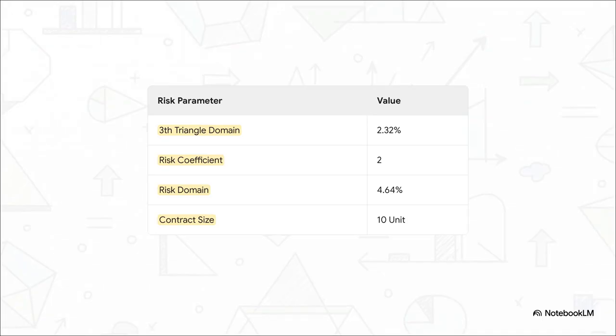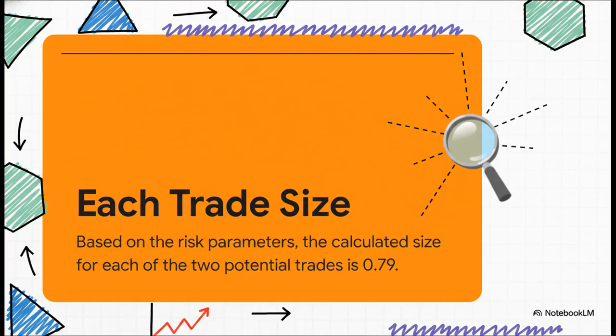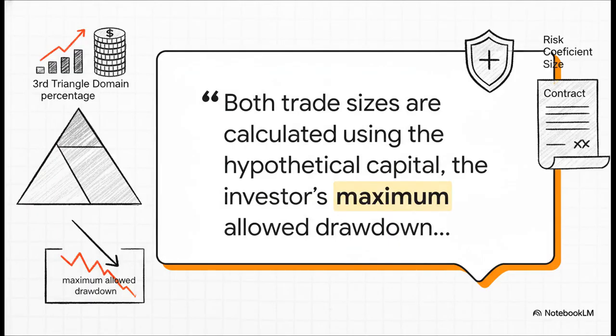Now, this is where we really get into the nuts and bolts of their risk model. We have several key variables here, like the 30th triangle domain and the risk coefficient. According to the documentation, these are the exact inputs they use to figure out the position size. So when you take those parameters and plug them into their formula, you get a calculated trade size of 0.79 for each of those two potential entries we talked about. And the source material is incredibly specific about how they get this number. It states directly, and I'm quoting here, "both trade sizes are calculated using the hypothetical capital, the investor's maximum allowed drawdown, the third triangle domain percentage, the risk coefficient, and the contract size." It really shows how systematic the approach is meant to be.